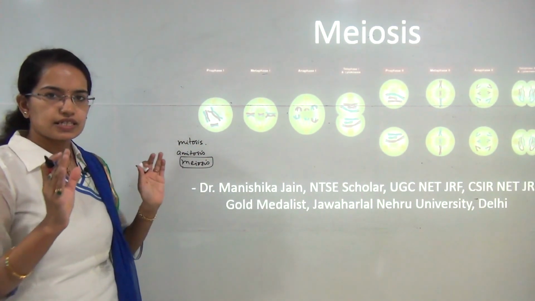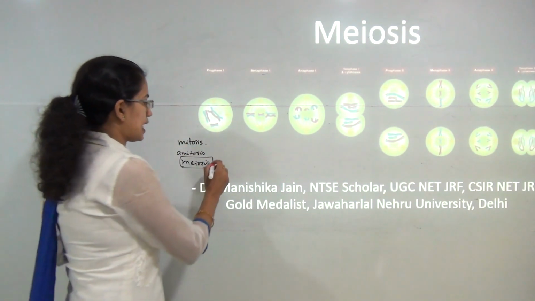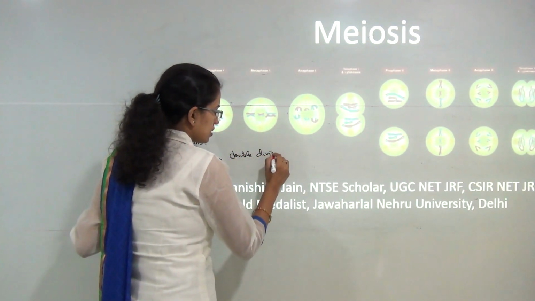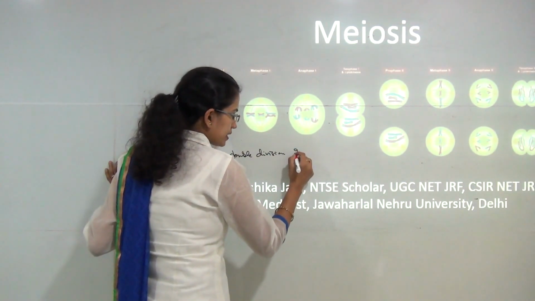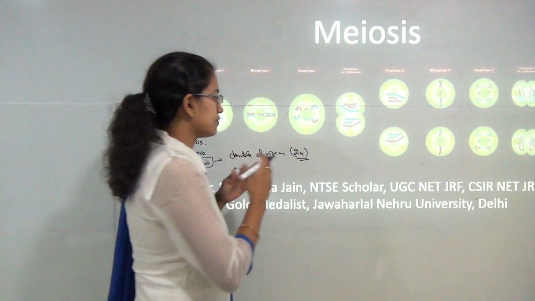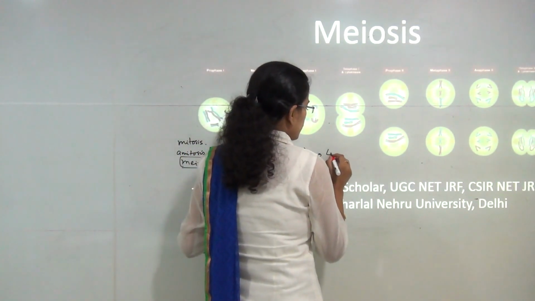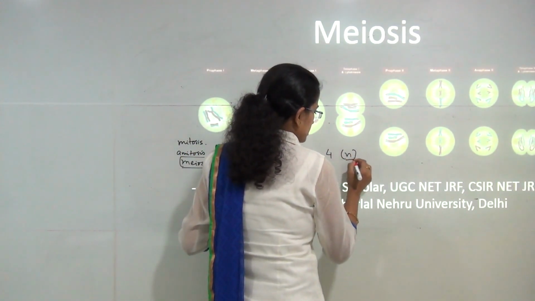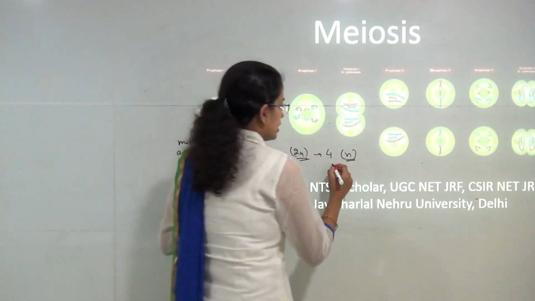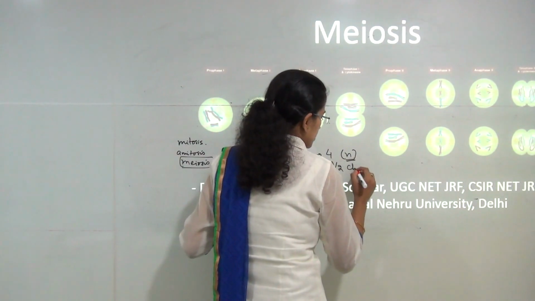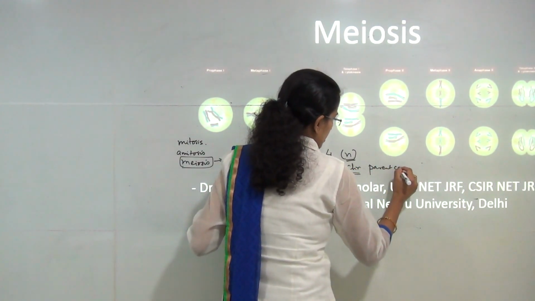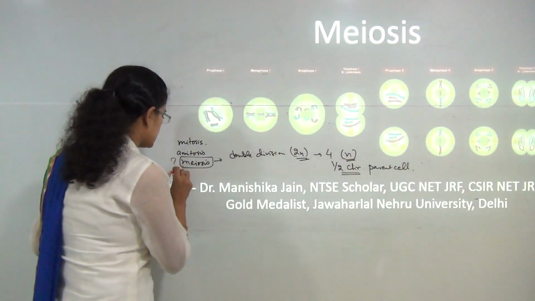Now what is basically meiosis? In simple terms I can say it is a double division method of a diploid, that's a 2n, and it divides that diploid into 4 haploids, that is 4 independent n entities, each having exactly half the number of chromosomes as the parent cell. Now where do we use meiosis?